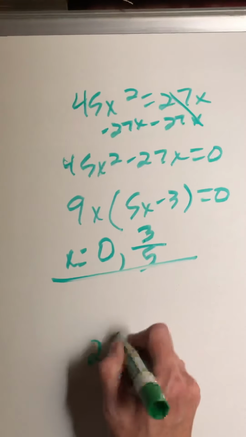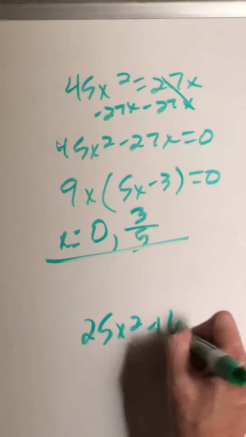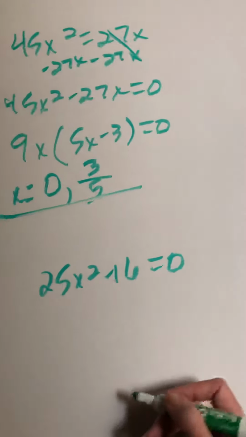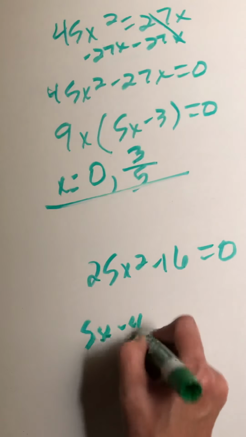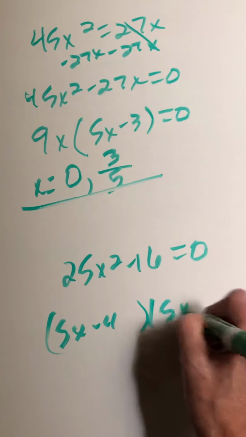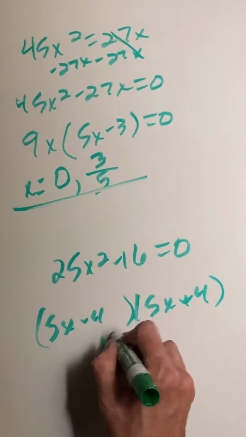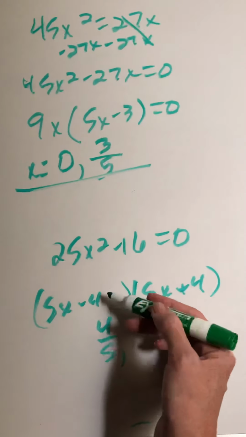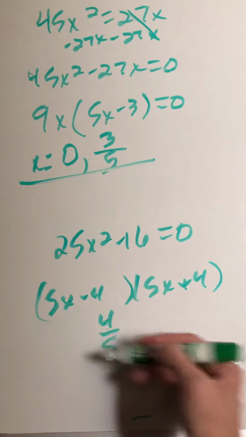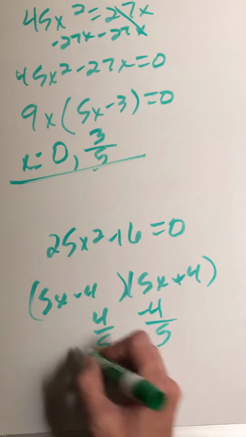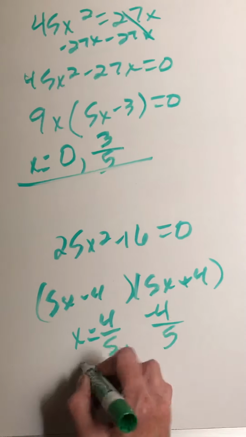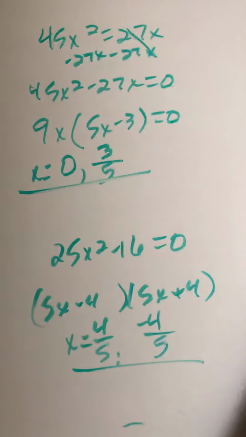Then you can have something like this, which is actually the difference of two squares. So you could factor it as a difference of two squares, 5x minus 4, 5x plus 4. That'd be 4 over 5, because again, inverse operation of negative 4 is a positive 4, and then I'm dividing by 5. Inverse operation of positive 4 is negative 4, and I'm dividing by 5. So x equals 4 over 5, x equals negative 4 over 5.